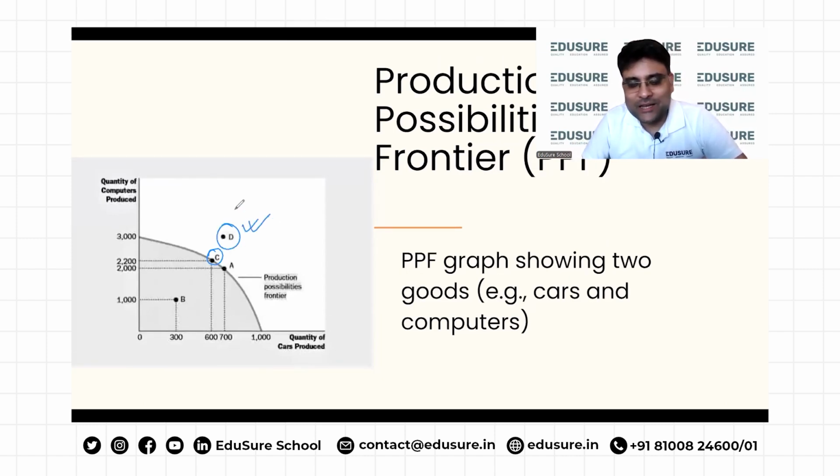Right, so D is unattainable, C is on the production possibility frontier and it is efficient, A is on the production possibility frontier and is efficient, B is an inefficient point because I am not utilizing my economy's resources optimally if I produce at point B.